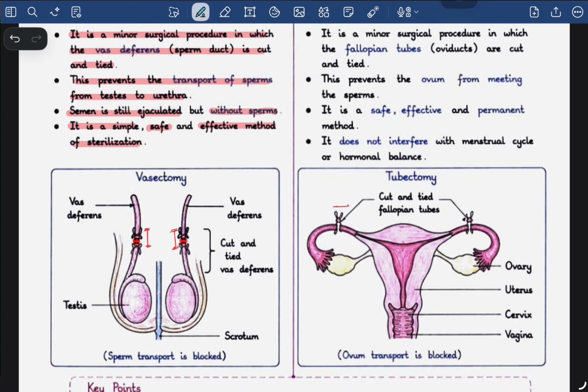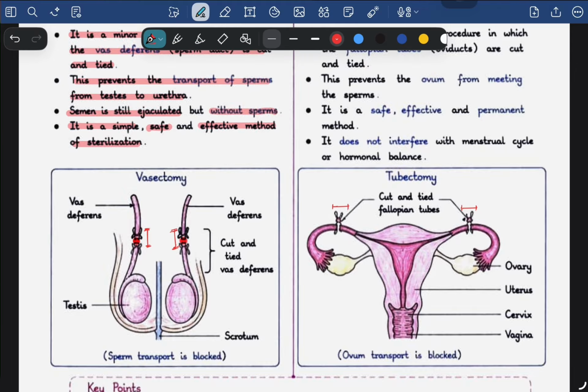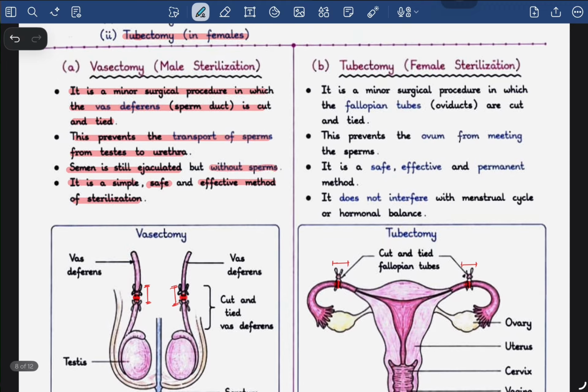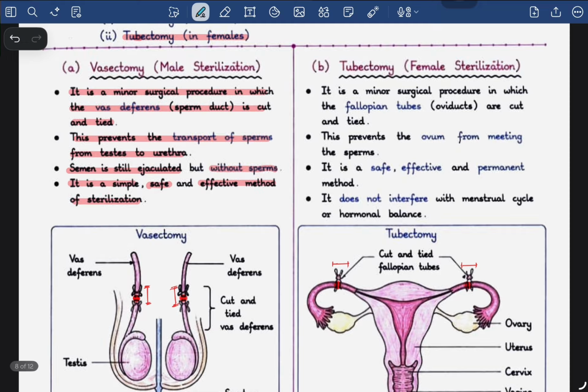Similarly, अगर यही cut fallopian tube में आ जाता है, इस जगह पे, so that the ovums cannot travel, that condition is called tubectomy. It is a minor surgical procedure in which the fallopian tubes are cut and tied. It prevents the ovum from meeting the sperm. It is a safe, effective, and permanent method.